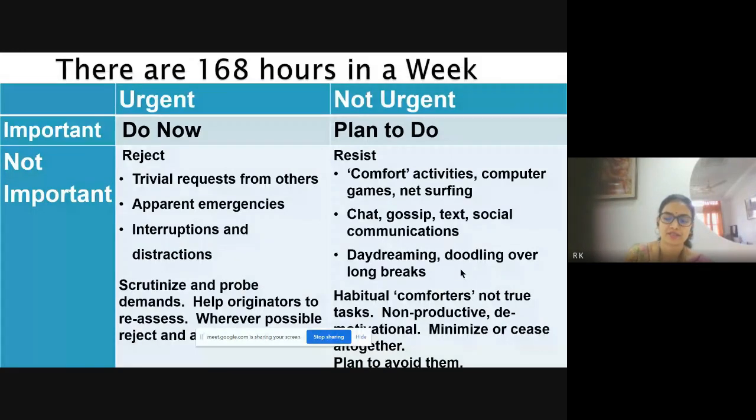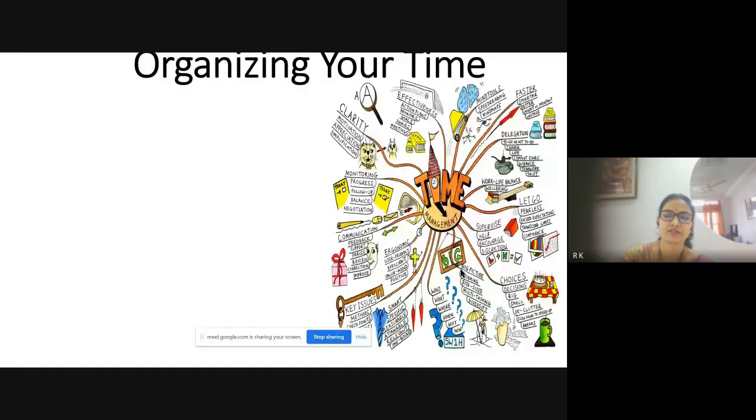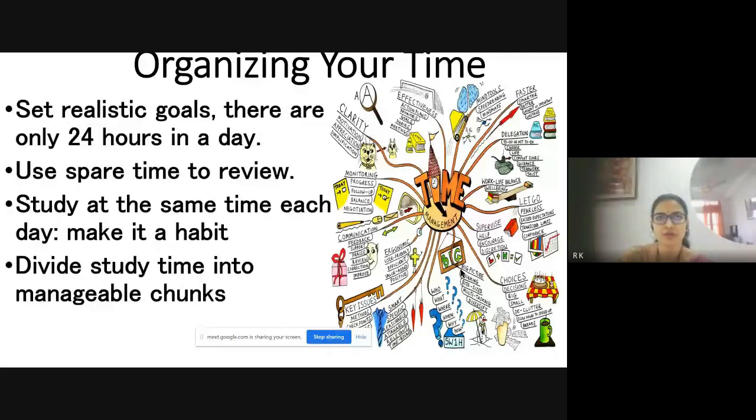So simply studying for exams will not give us the results. How you write the exam gives us the greater results. You should know you have only 3 hours. We have only 3 hours for the NPTEL exam. We have only this much, so we are expected to do some things. So how do you organize your time? Set realistic goals. There are only 24 hours in a day, and use the spare time.